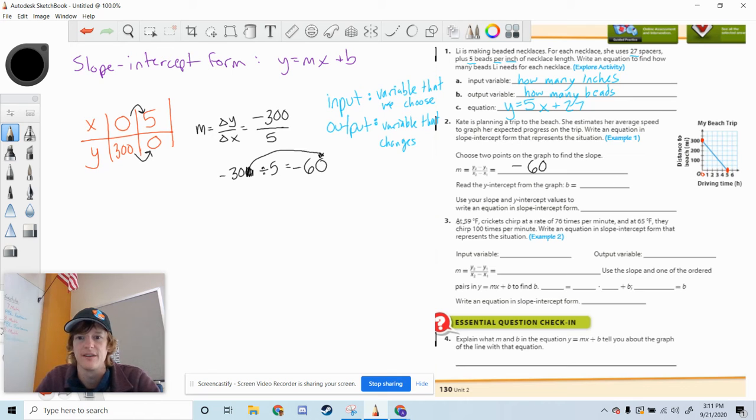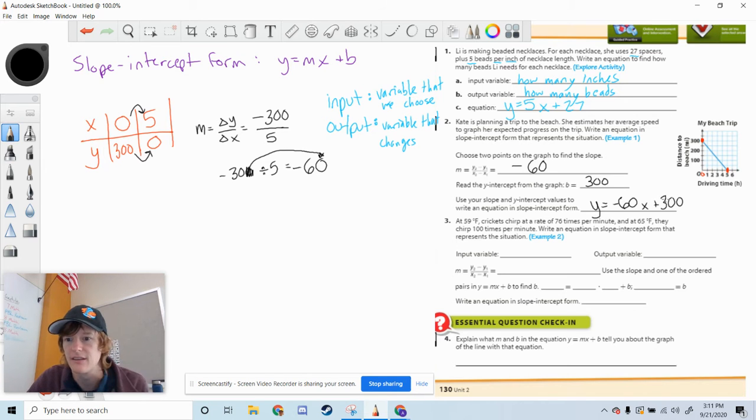The next part, read the y-intercept from the graph. Well, the y-intercept here is where our line crosses the y. That's at 300. So we use our slope and our y-intercept to write an equation. y equals negative 60x plus 300.